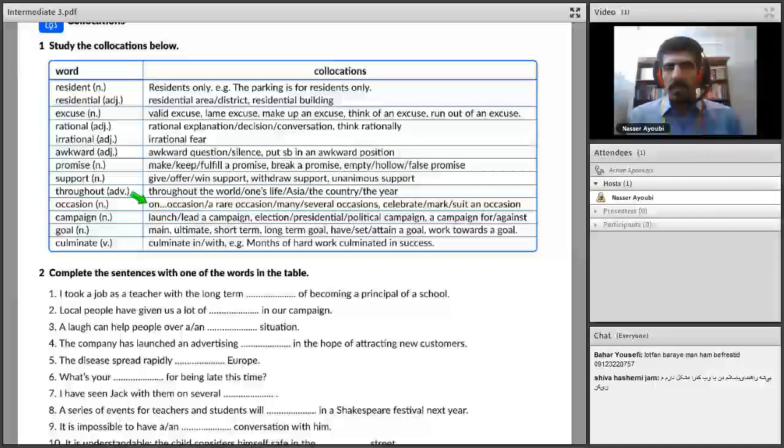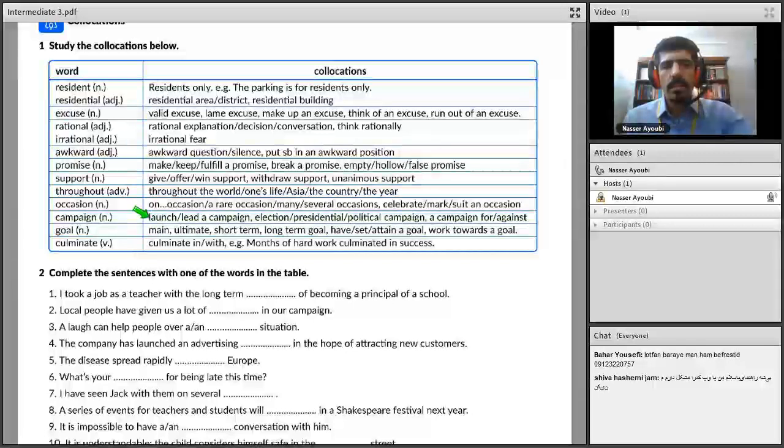And suit an occasion. Suit here means be suitable. For example, this is your interview day. You are invited for the interview, and it is your first appearance in the workplace. You shouldn't get dressed casually. It doesn't suit this occasion. You have to change, you have to dress up. You have to dress smartly, because that suits this occasion.